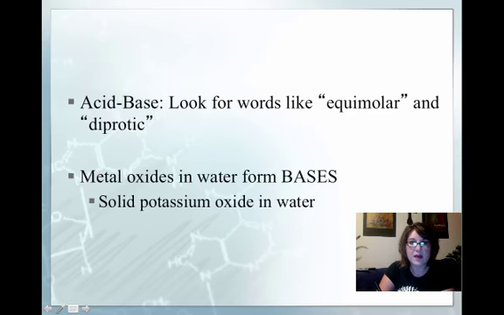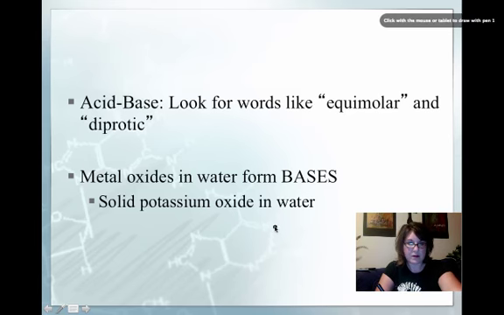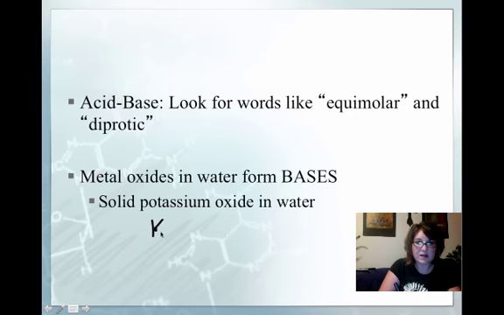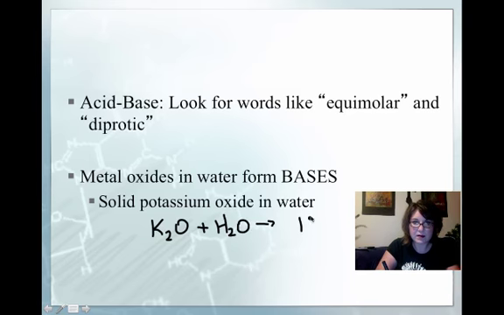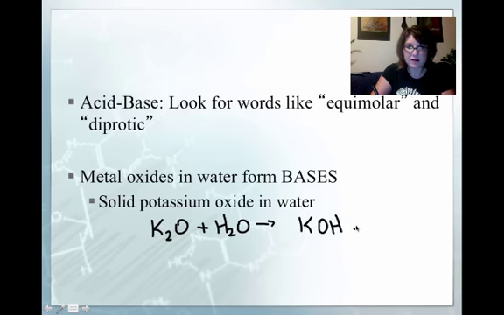Okay, what if we have a metal oxide? So it's still an acid-base reaction, but we need to see that a metal oxide in water will form a base. So let's write down what this one would do. Solid potassium oxide would be K2O, and we put it in water, and we're going to make potassium hydroxide, and what do we have left? Just 2 potassium hydroxides. That's all we gotta do. And bubbles of hydrogen gas, probably.